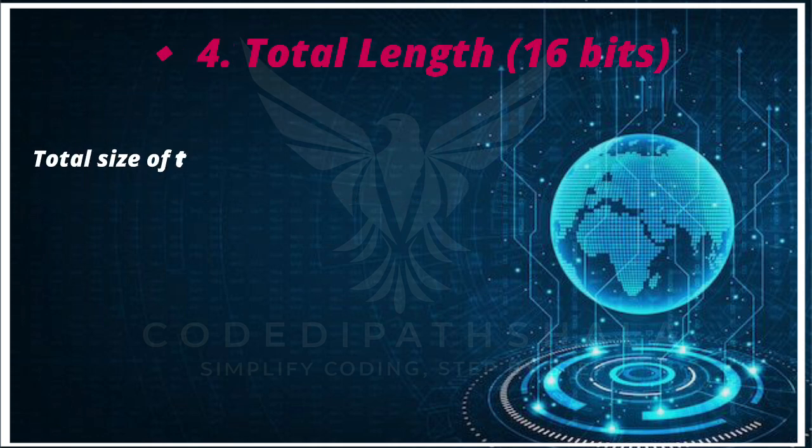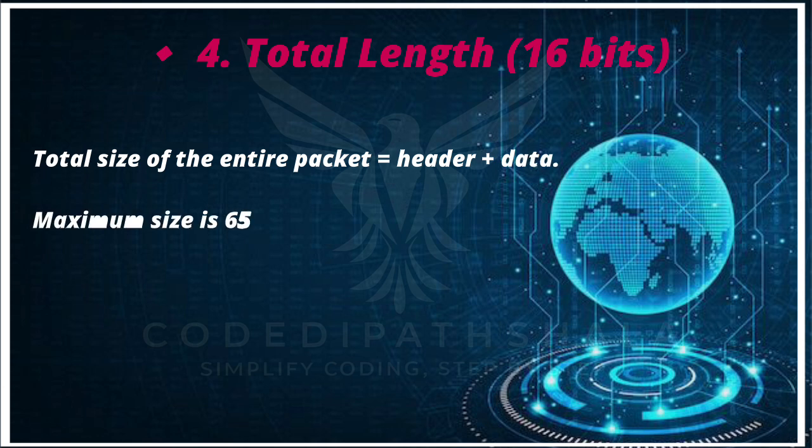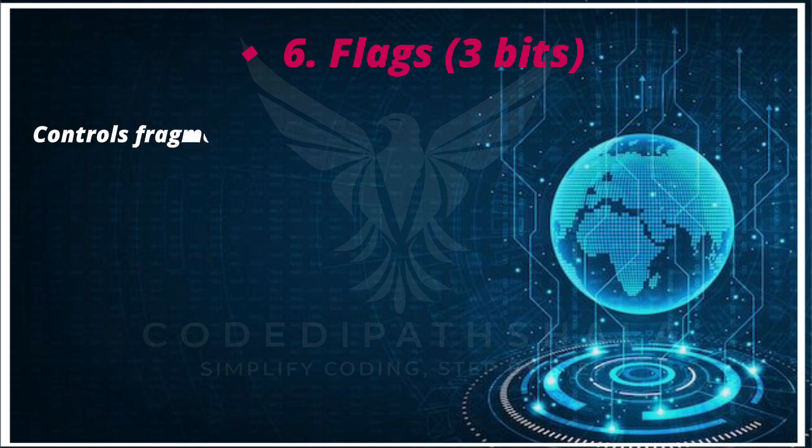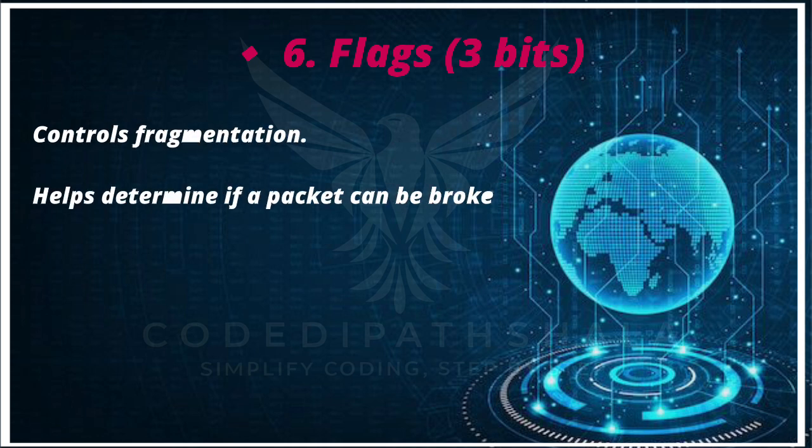4. Total length, 16 bits. Total size of the entire packet equals header plus data. Maximum size is 65,535 bytes. 5. Identification, 16 bits. Used for uniquely identifying each packet of data. 6. Flags, 3 bits. Controls fragmentation. Helps determine if a packet can be broken into smaller parts.